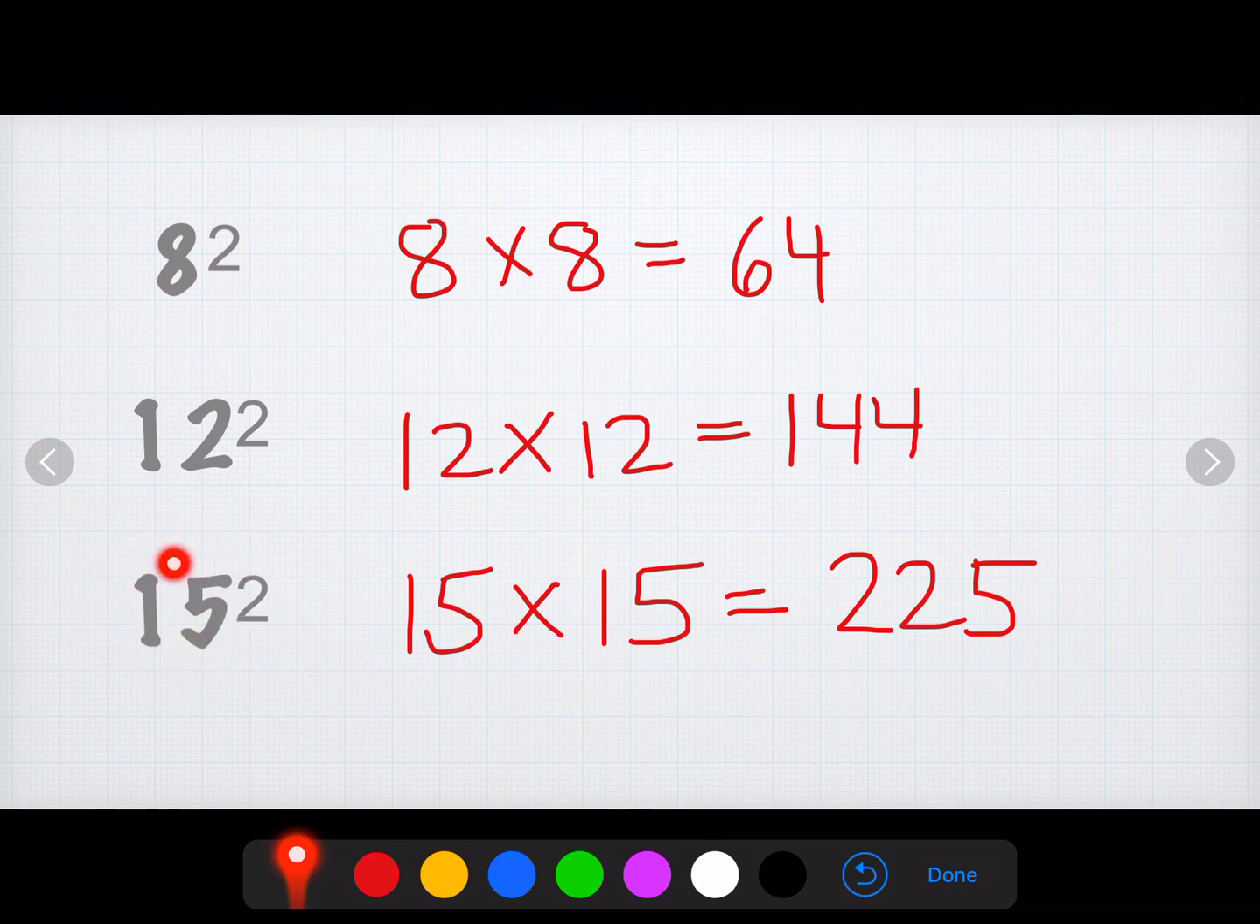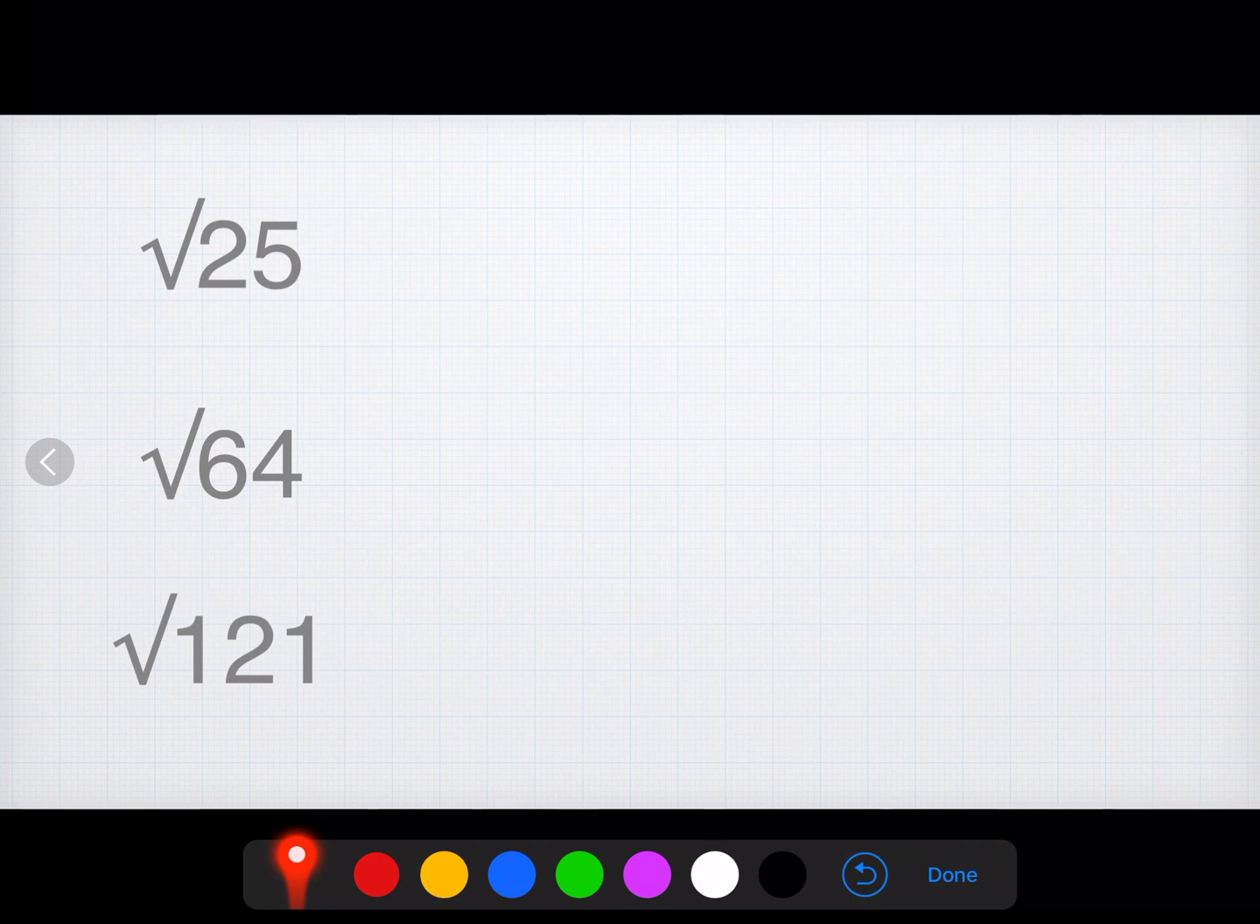Let me go ahead and give you some time to do that mentally. So 15 times 15. Good job. So 15 times 15 equals 225. As you can see, I have a big number and a small number. The small number is telling me I have to use that big number and multiply it 2 times. So I'm multiplying the number by itself twice.